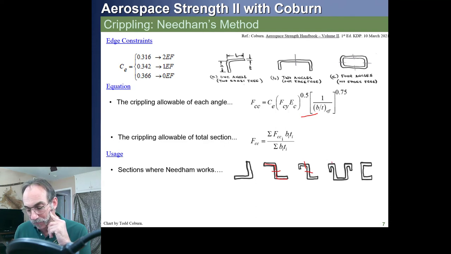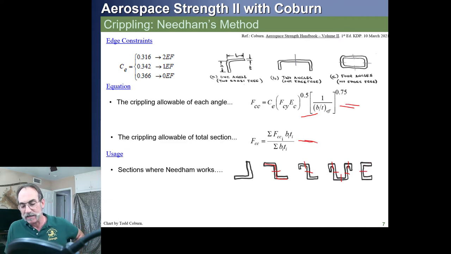For this next one, we would cut it here and here and here and here and here. We see we have 1, 2, 3, 4, 5, 6 different times we apply this equation, and then we take each of those and plug them into this. With this last section, we cut it once, we get two angles, we apply this equation twice and this once to get our crippling allowable. Okay? All right.